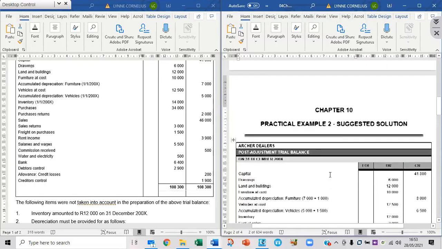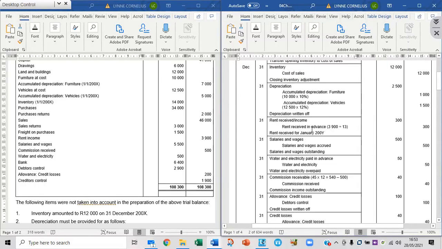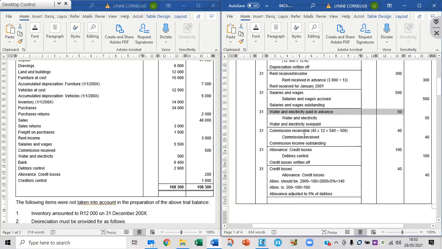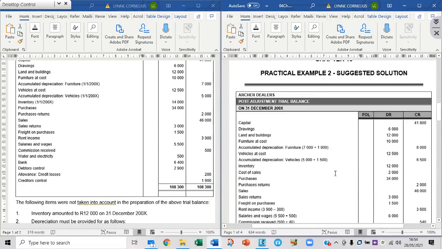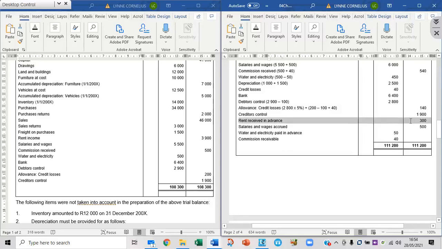And if you want to go and have a look at whether you must put it in the debit or credit column, go back to your journal entry. Here we see rent received in advance must be credited. So that 300 Rand we must put in the credit column. Salaries and wages accrued, we must also put in the credit column. Water and electricity paid in advance, we must put in the debit column. Commission receivable, we must put in the debit column. There is our rent received in the credit column and our salaries and wages accrued in the credit column. And there's our water and electricity paid in advance and commission receivable, both in the debit column.